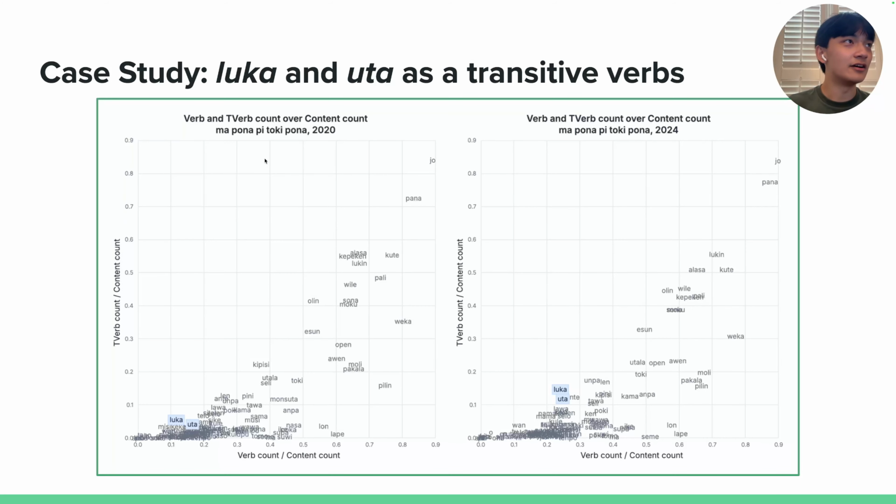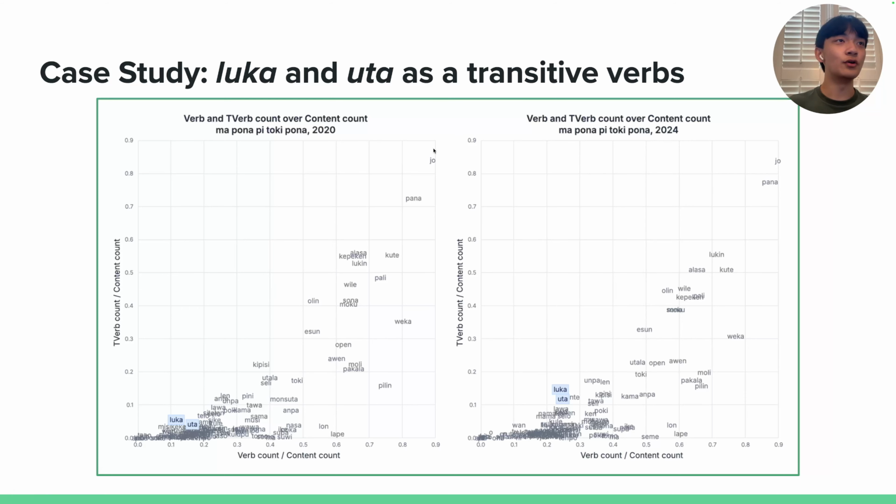So we can see, oh, Luka and Uta back in 2020 were used maybe 12%, or actually, let's look at this chart first. On the x-axis we have the verb count, so this is how often something is used as a verb. And then on the y-axis we have how often it's used as a transitive verb, so specifically with an e phrase afterwards.